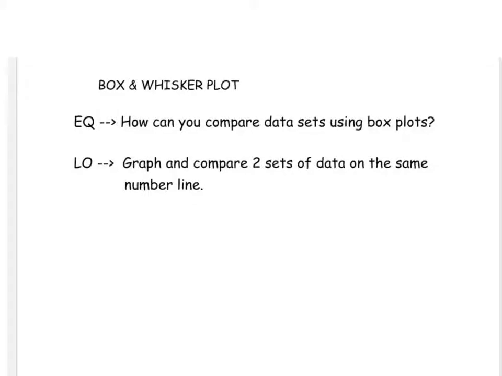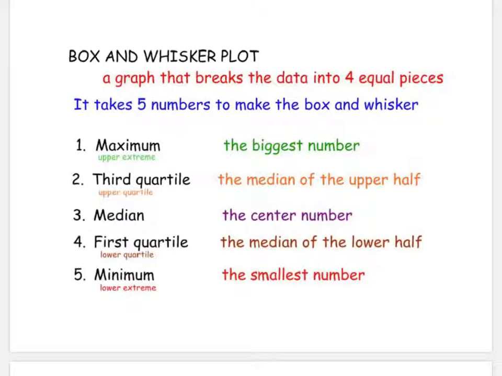All right, this lesson is looking at how to construct and analyze data from box and whisker plots. A box and whisker plot is a graph of data that breaks it into 4 equal parts. If all the data is 100%, then each of the 4 equal parts is 25%, because 100 divided by 4 is 25%, right?